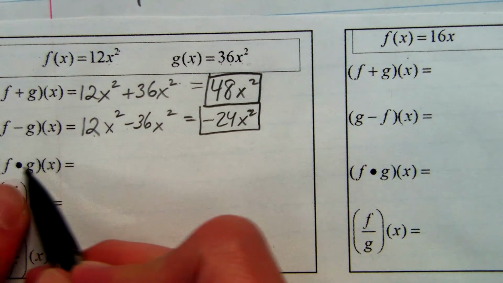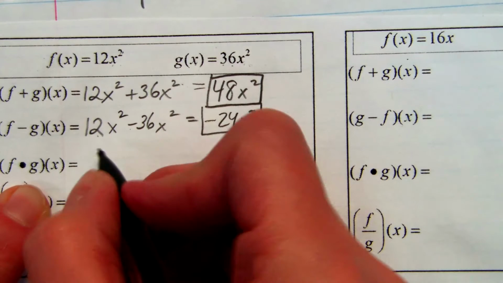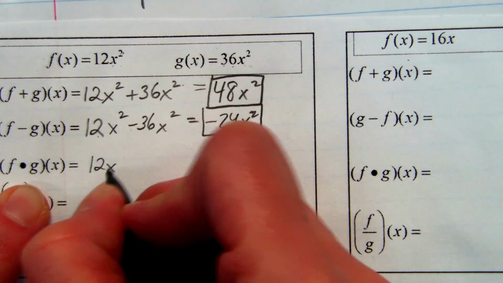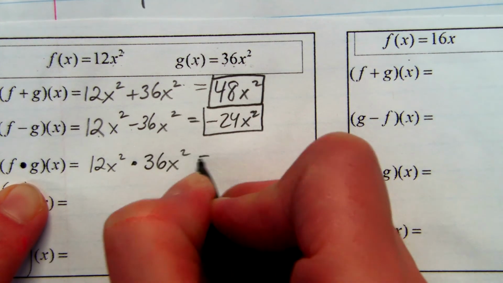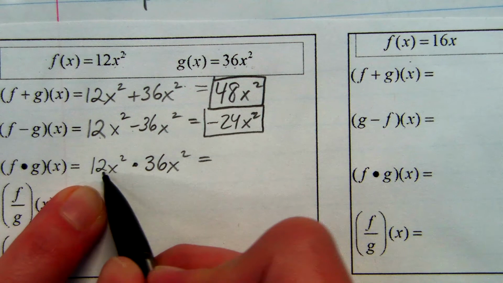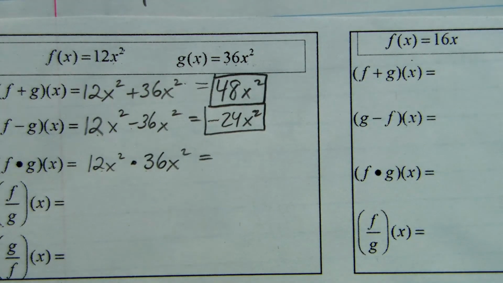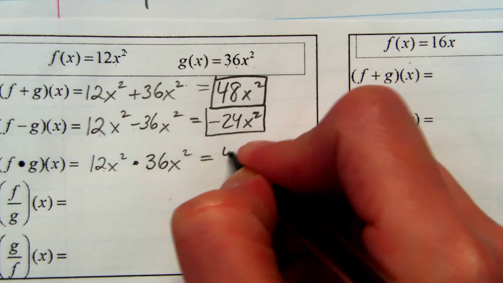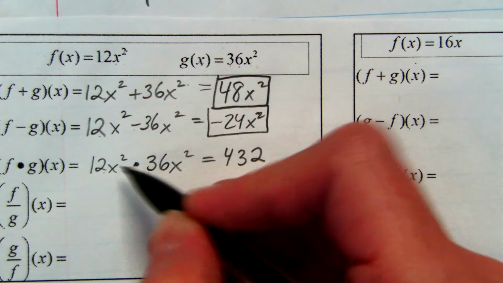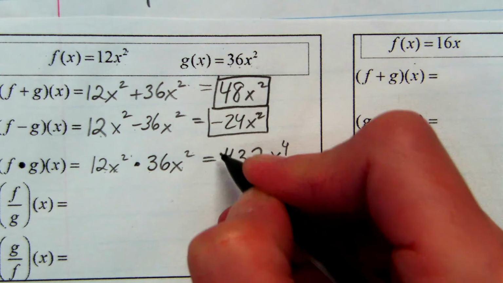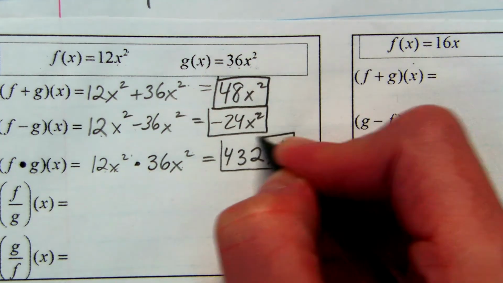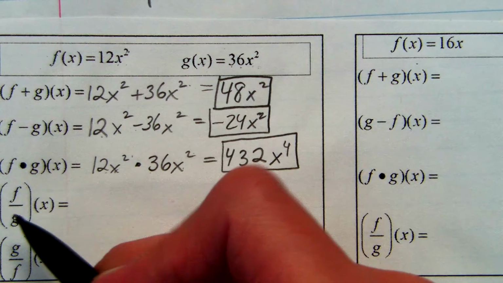All right, f times g means we're going to take 12x squared times 36x squared. That means I have to multiply 12 and 36 together. So let's do that really quick. 12 times 36 is 432. And then if I have x squared and x squared, you add 2 plus 2 and get x to the fourth as the power.